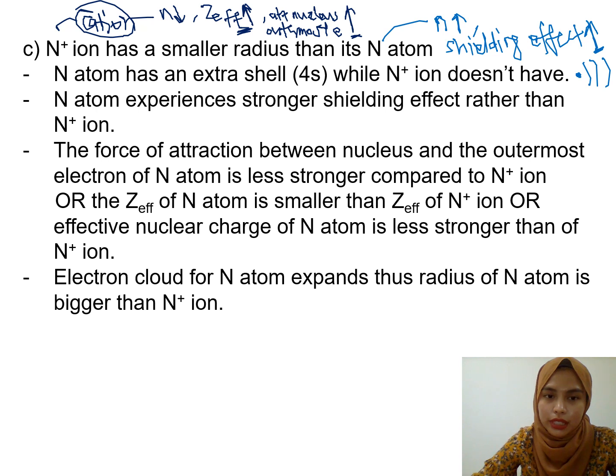So bila attraction stronger, dia punya electron cloud akan jadi smaller. So bila electron cloud smaller, therefore the n plus ion, dia punya size ataupun radius dia will be smaller than an atom. So either way, the answer is correct, tapi you kena gunakan key point ataupun point yang betul bila you nak explain salah satu daripada mereka ni, okay?